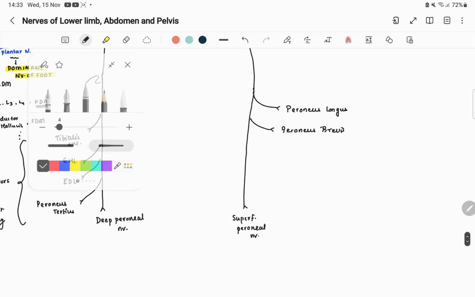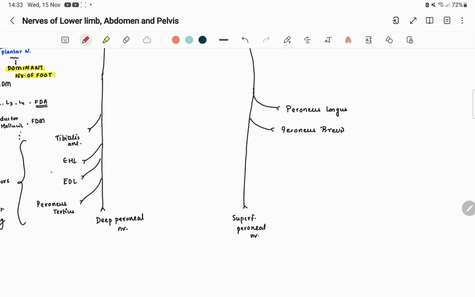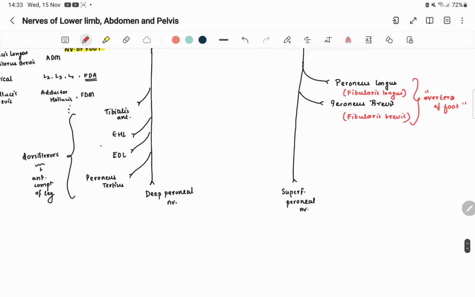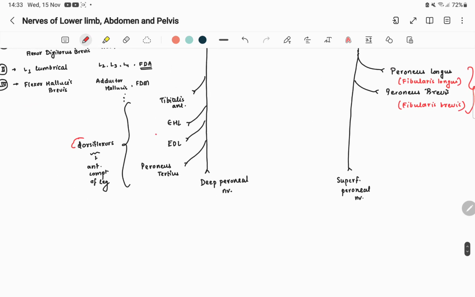This peroneus longus can also be called the fibularis longus, and this can be called the fibularis brevis. And these both are the everters of the foot. They cause eversion of the foot. And these others are the dorsiflexors of the foot.